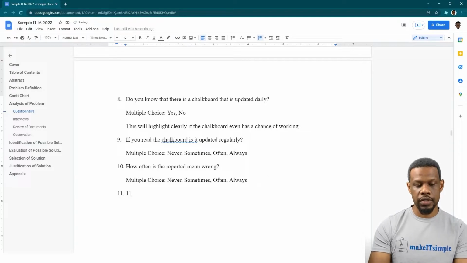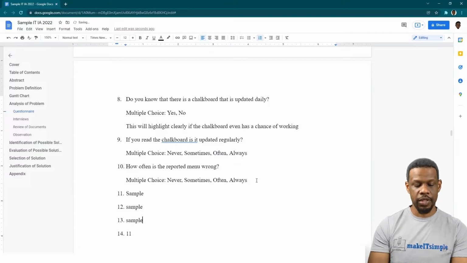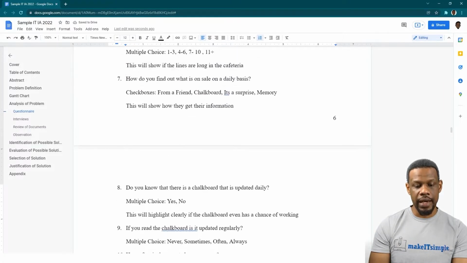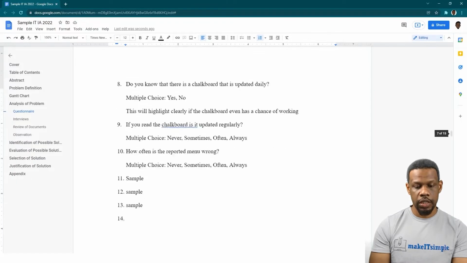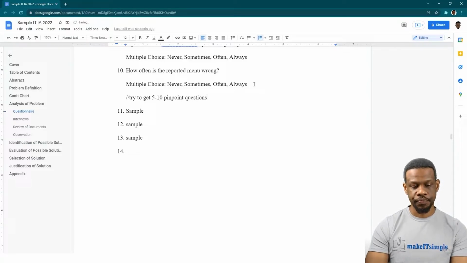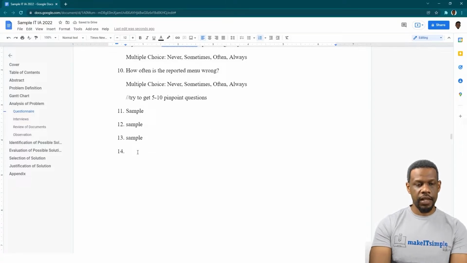Now you could do more than these, right? So you could put up to that, whatever, doesn't matter. When we reach this next batch of questions, I want to ask questions along the lines of, try to get 5 to 10 pinpoint questions. Right, so you put that in. The next set of questions would be, if they were to change the chalkboard, what would be a good choice?